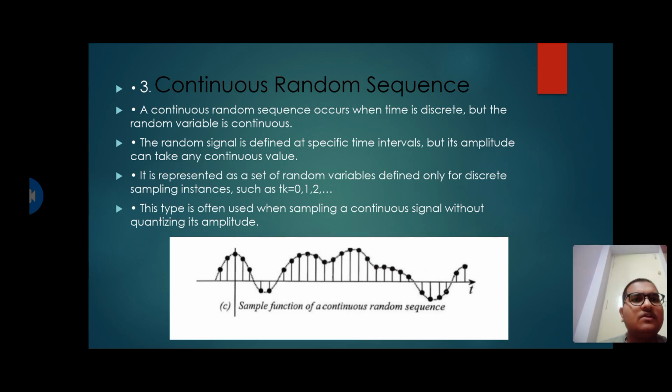This process is used when we are sampling a continuous signal without quantizing its amplitude. As we can observe, the function values at discrete instants, all joined together, form an irregular signal. With respect to time, the signal is changing continuously. Consider this example graph, a sample function of a continuous random sequence.